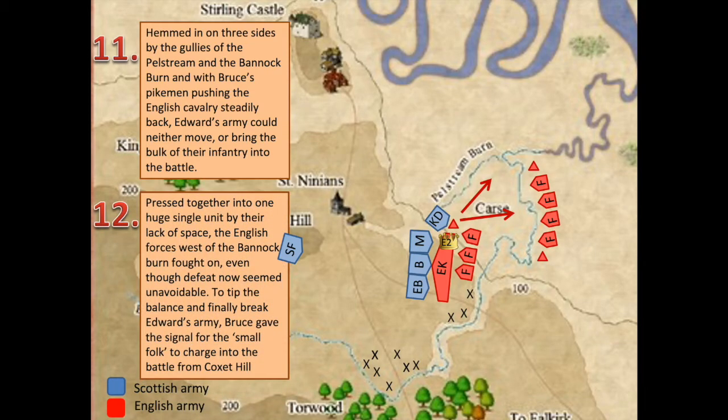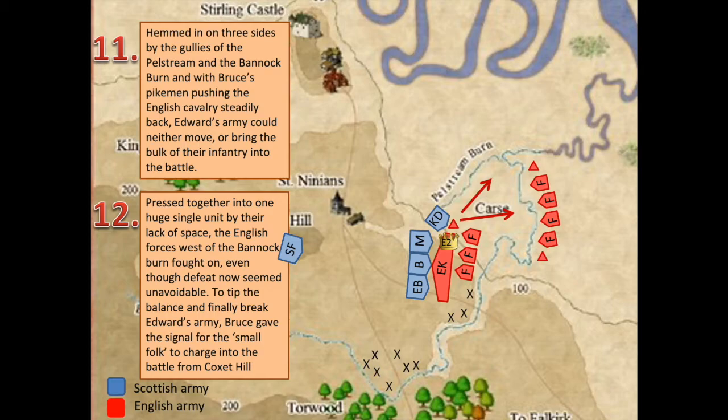So pressed together into one huge single unit by this lack of space, the English forces west of the Bannockburn fought on. Even now, defeat seems unavoidable. To tip the balance and finally break Edward's army, Bruce gave the signal for the small folk to charge into the battle from Coxet Hill.